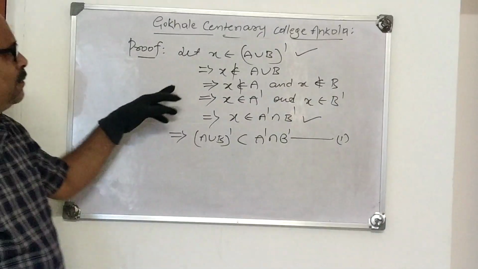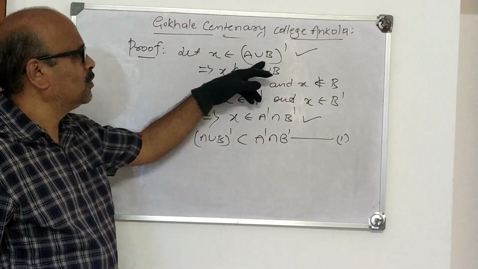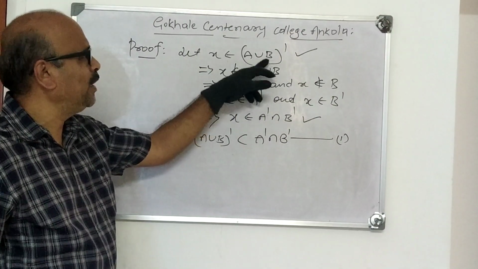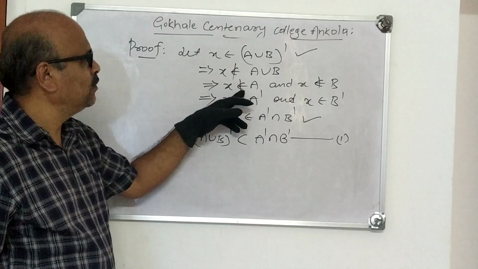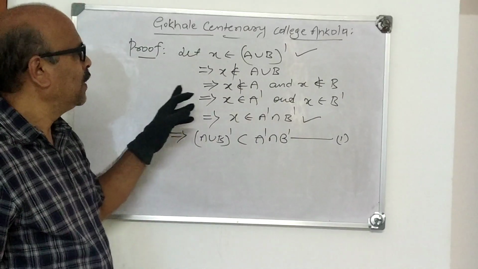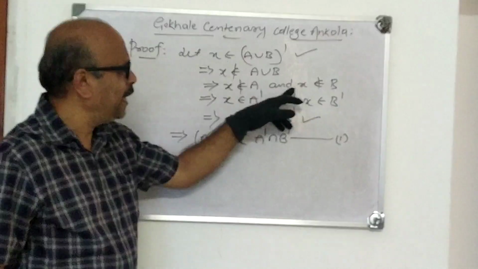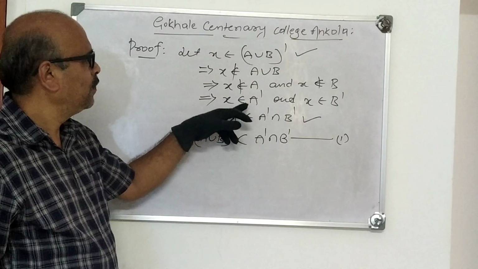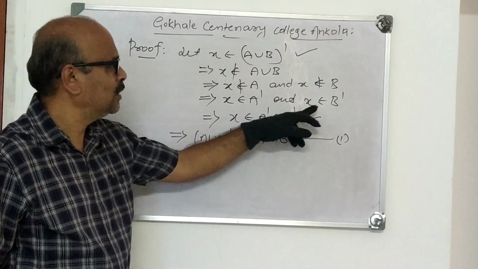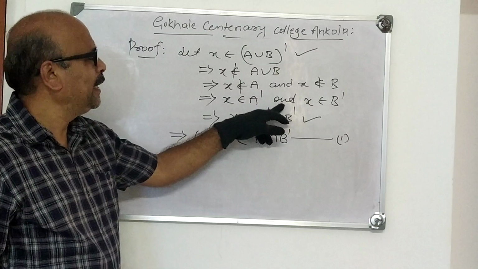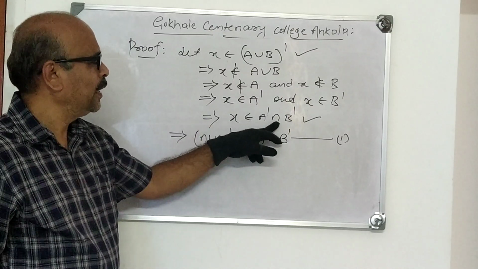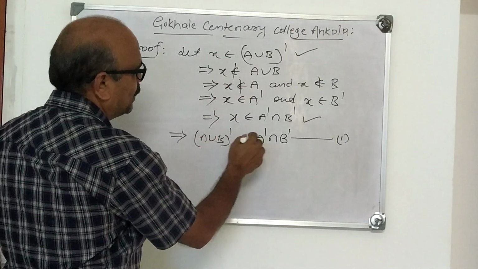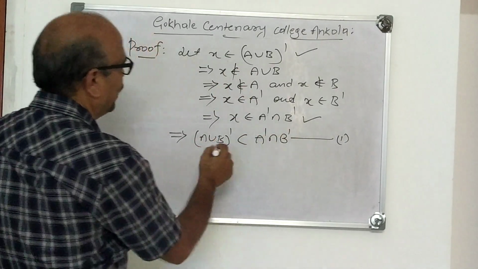So this is simple here. First thing is take x belongs to (A union B) complement. What is the meaning of complement? X doesn't belong to A union B. This implies x doesn't belong to A and x doesn't belong to B. What do you mean by x doesn't belong to A? X belongs to A dash. X belongs to B dash. And therefore x belongs to A complement intersection B complement. Therefore, (A union B) dash is contained in A dash intersection B dash.